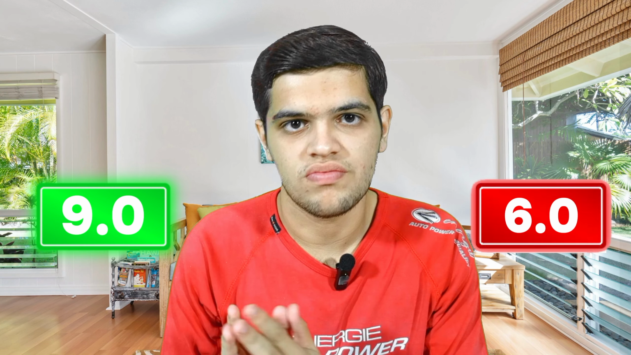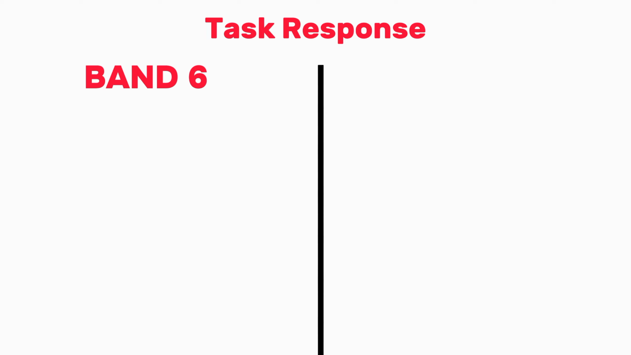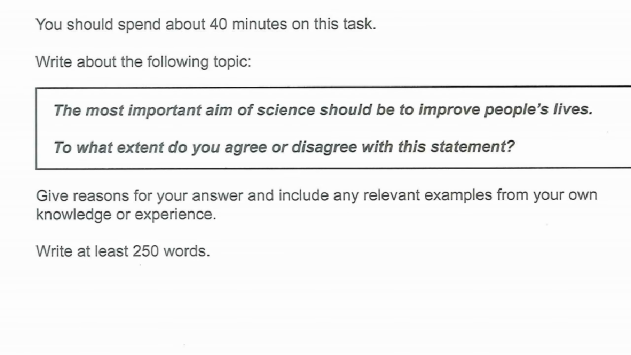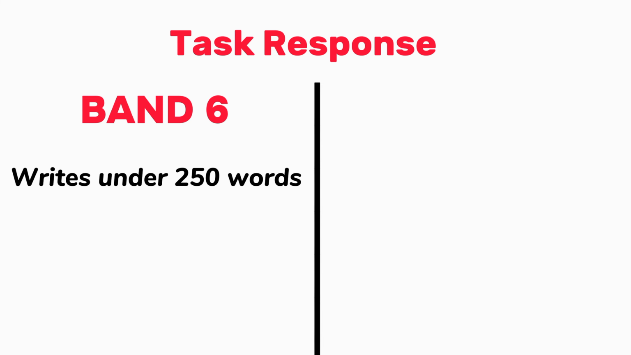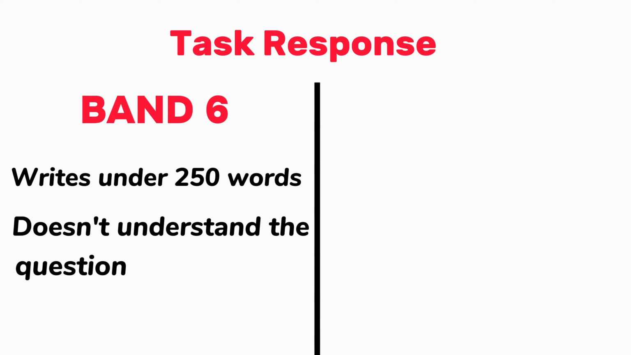And I'm going to tell you what a band 6 student does and what a band 9 student does. Starting with task response, a band 6 student writes under 250 words, which is the basic requirement of the essay. It's mentioned that you should write at least 250 words. And the band 6 student doesn't understand the question properly and he doesn't explain what was mentioned in the question.